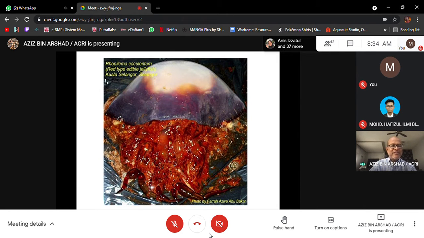And this is the one that is edible. So you know that jellyfish is edible if processed, and it's found in your seafood soup or something like that. This red edible jellyfish is quite abundant during certain seasons, and it is reported from Kuala Selangor. The species name is Rhopilema esculentum. The species has also been used to extract gelatin by many researchers.